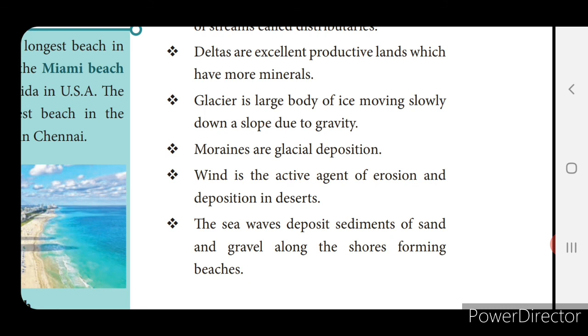The sea waves deposit sediments of sand and gravel along the shores, forming beaches. We have seen about the coastline, and sea cliff developed into sea caves, developed into sea arches, and after that sea stack. So these are some of the landforms formed by river and wave. So what are the main agents of erosion? How are the landforms formed? River, that is water, air and wave. Yes, and also glacier.